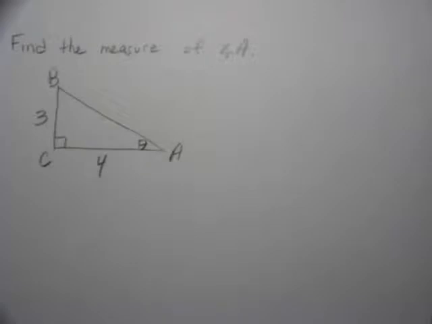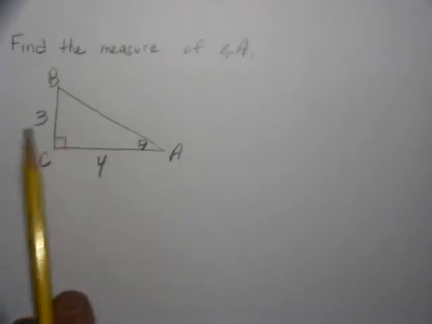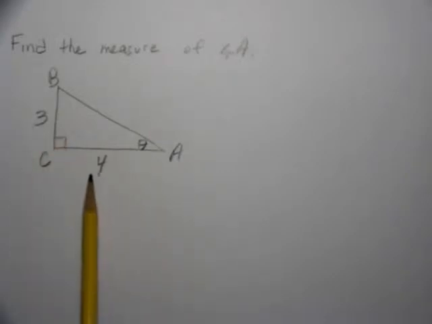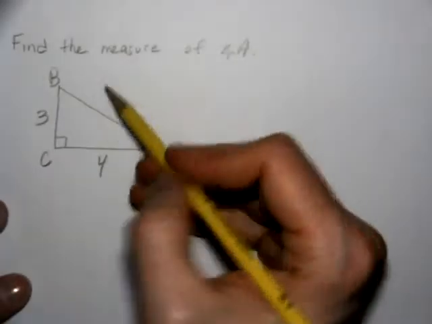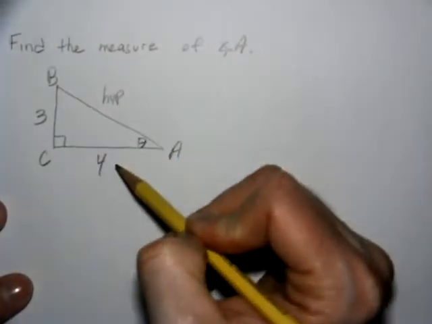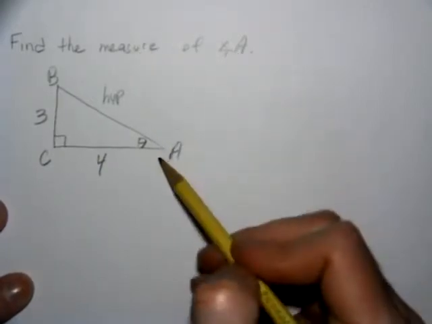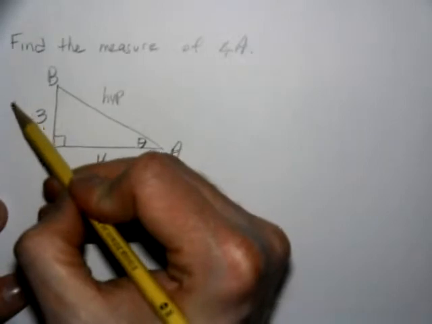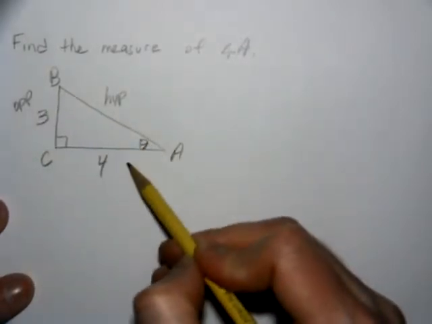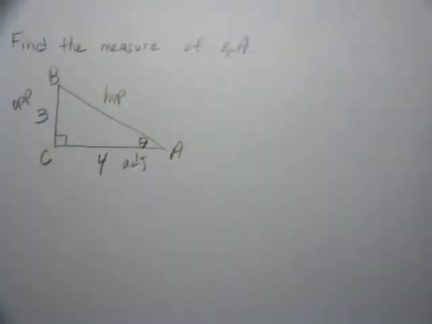I want to show you an additional example of us finding the measure of an angle. Here would be a situation where we're given a right triangle. We have a right angle. Across from the right angle is the hypotenuse. If we're looking for the measure of angle A, across from theta, or our angle, is the opposite side. Next to it is considered our adjacent.